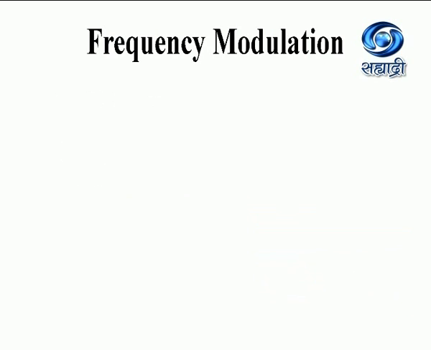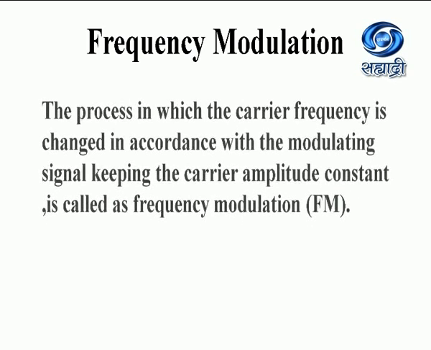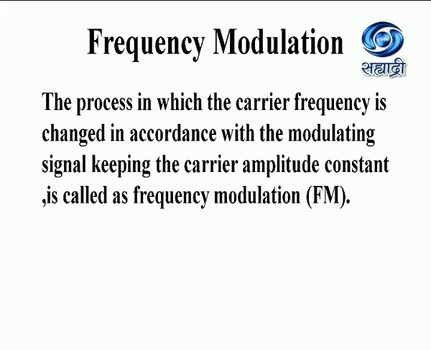So let's start with the second type of analog modulation, that is frequency modulation. What do we mean by frequency modulation? The definition is: the process in which the carrier frequency is changed in accordance with the modulating signal, keeping the carrier amplitude constant, is called frequency modulation.